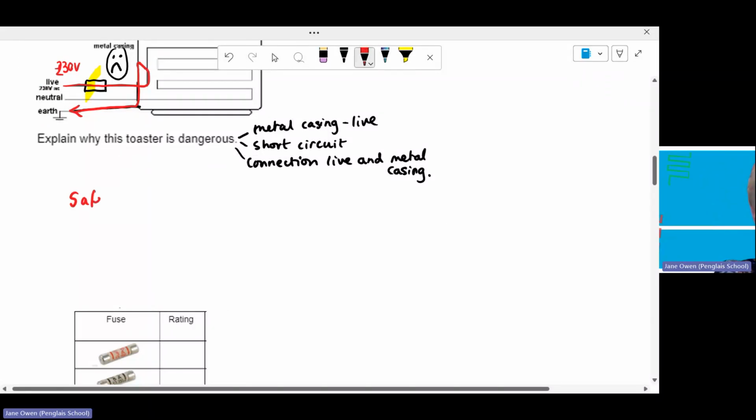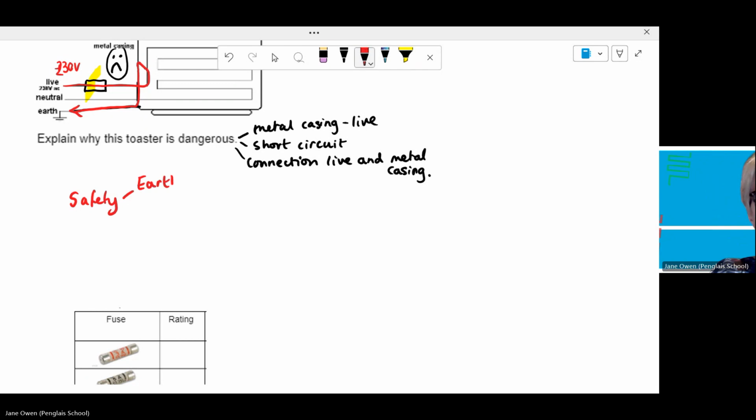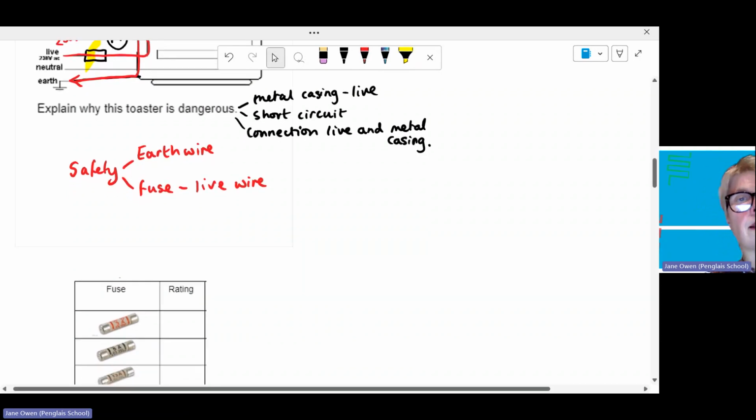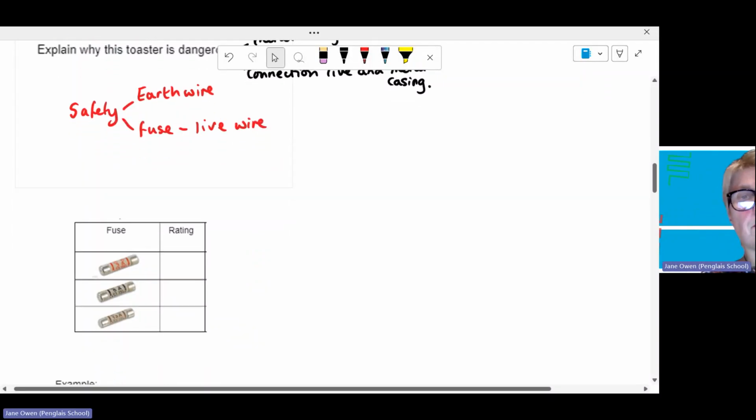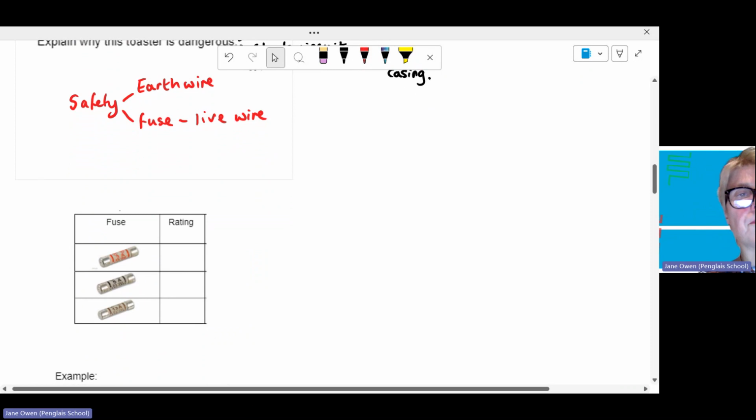So for safety, we need 2 things: the earth wire and a fuse. But to make it really safe, the fuse must be placed within the live wire. All right, otherwise the metal casing will remain live. And when it's broken, we want the metal casing to drop to 0 volts so that there won't be a potential difference through you.